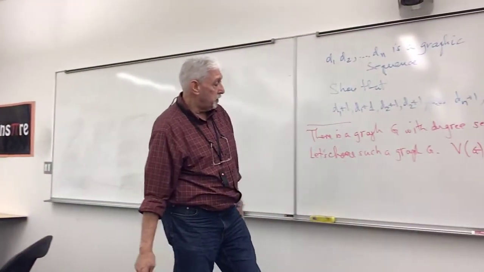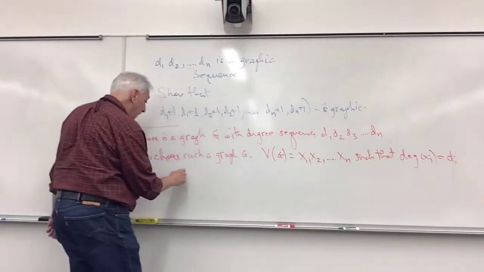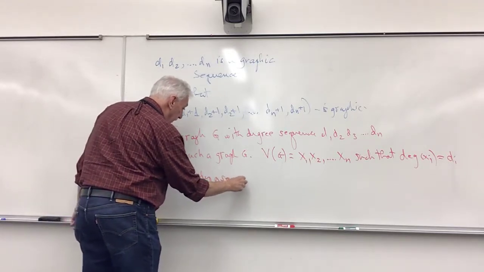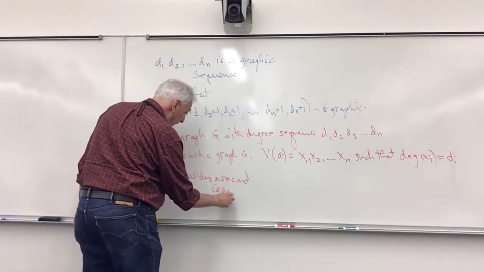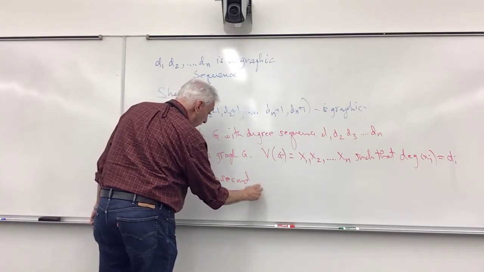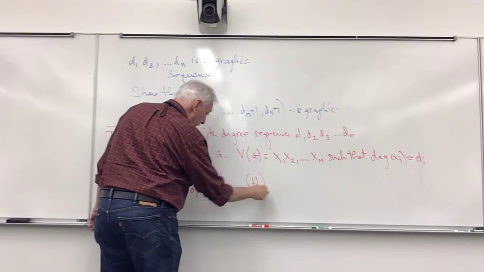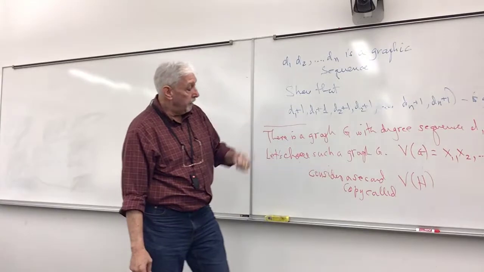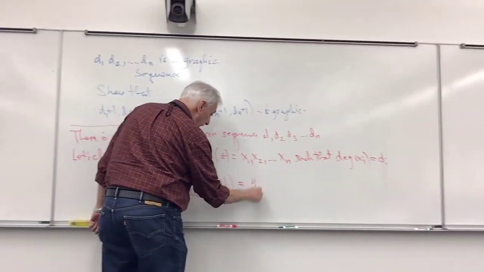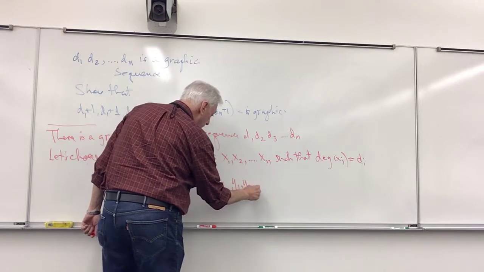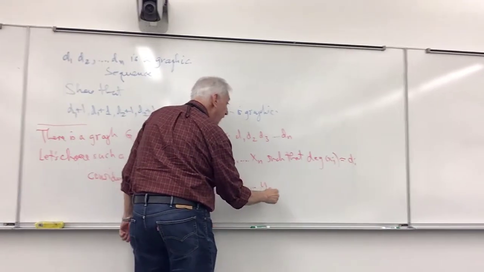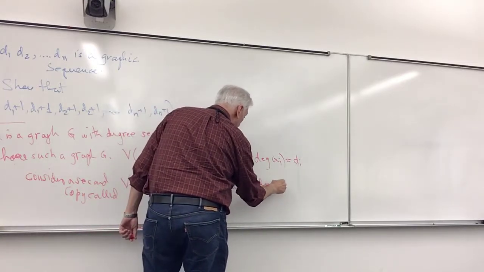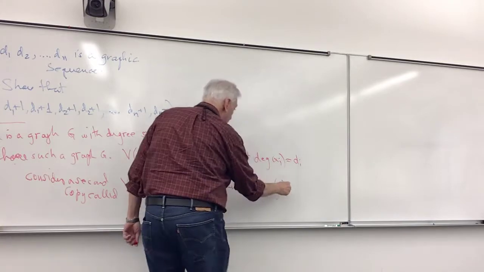I've chosen G, and now consider a second copy of this graph, called H. The vertex set of H is y1, y2, through yn, such that the degree of yi is equal to di.